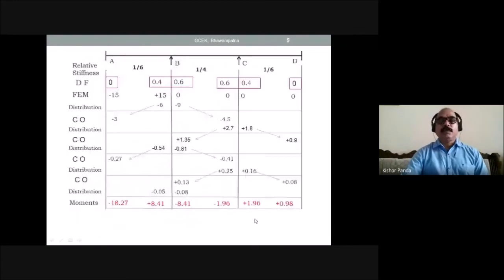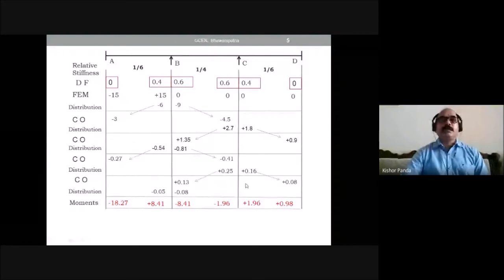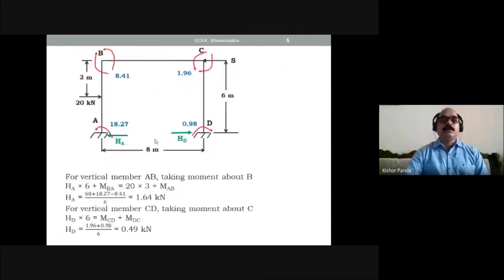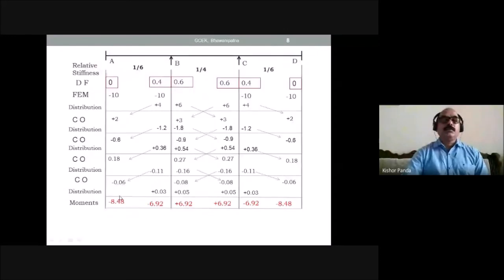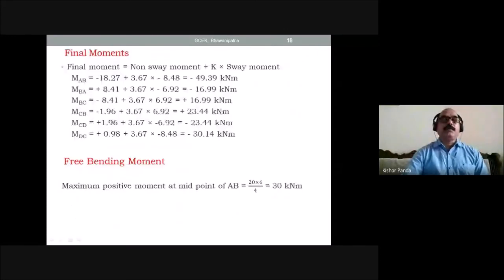This is the non-sway moment, minus 18.27. These are the moments for the different corresponding ends of the members, and here you have the sway moment. What you have to do is find the final moment. So the non-sway moment plus the sway correction factor into the sway moment. The total is minus 49.39 kilonewton meter.